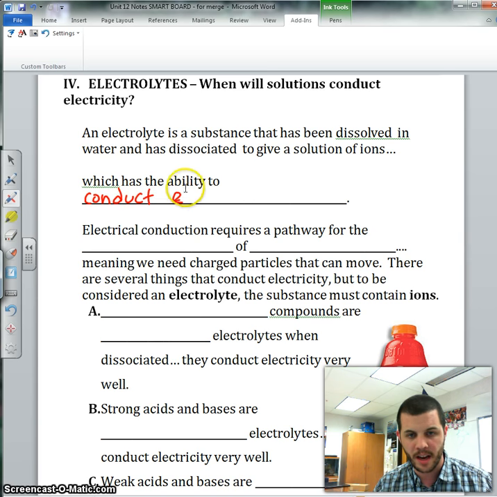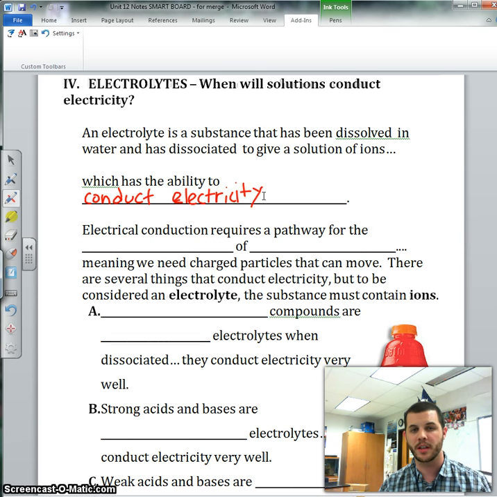So it can conduct electricity. Basically, what has to happen in order for something to conduct electricity is we have to have a movement of electrons. We have to have some way for electrons to be able to move. So that provides us with the opportunity for electrons to move.